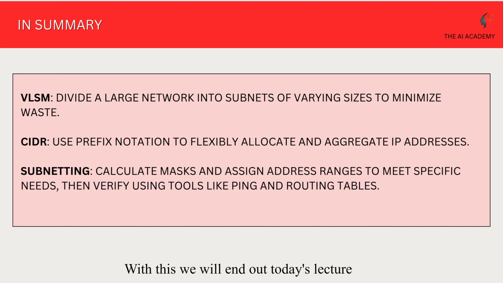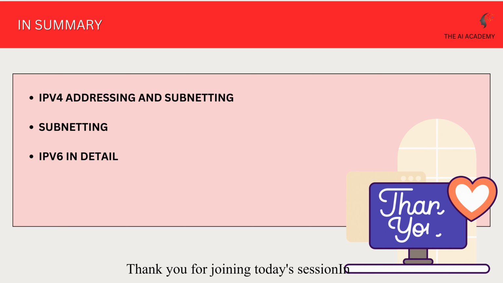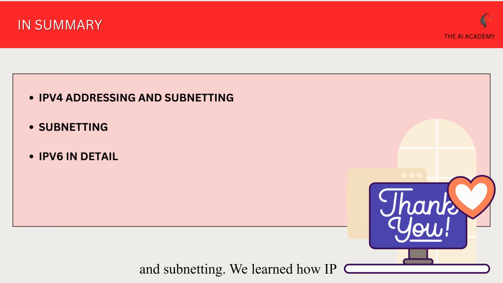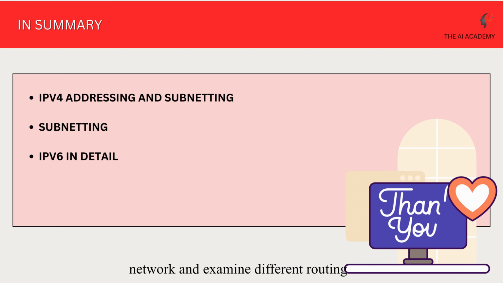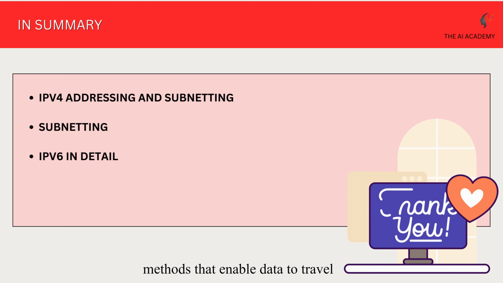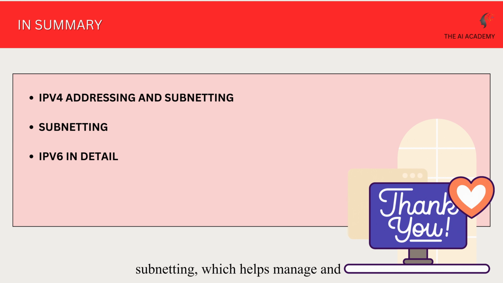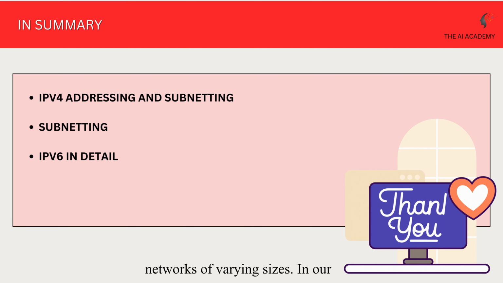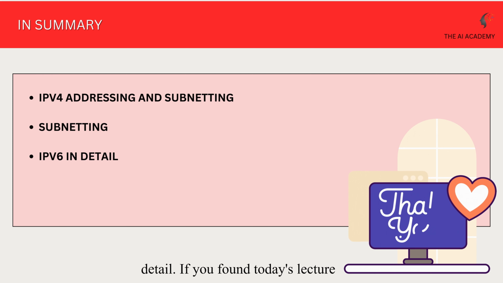With this we will end today's lecture. Thank you for joining today's session. In this lecture, we explored the foundational concepts of IPv4 addressing and subnetting. We learned how IP addresses uniquely identify devices on a network and examined different routing methods that enable data to travel efficiently. We also touched upon subnetting, which helps manage and optimize IP address allocation for networks of varying sizes. In our next lecture, we'll dive into IPv6 in detail.